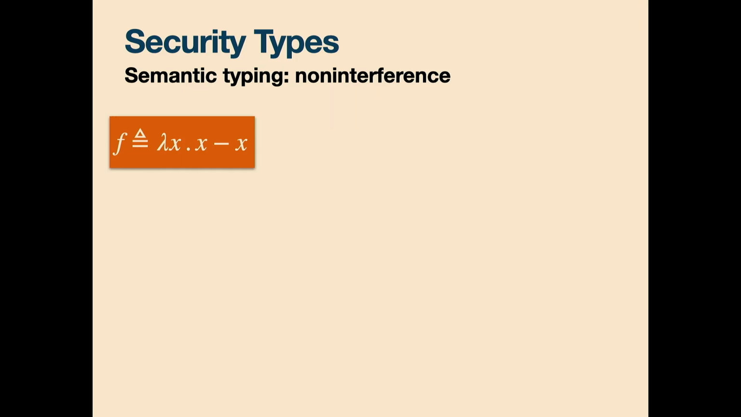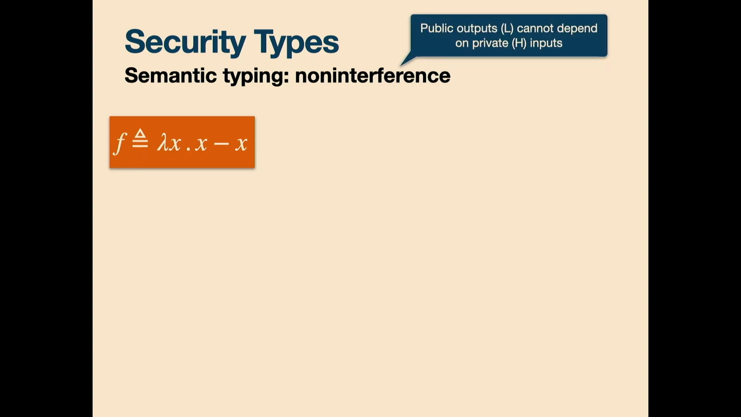So another example, if it's in the context of security types, where semantic typing is no longer reduced to some value of that type, but in this case, semantic typing could mean some richer properties, such as non-interference. And non-interference means public output, which is low, cannot depend on private input, meaning high.